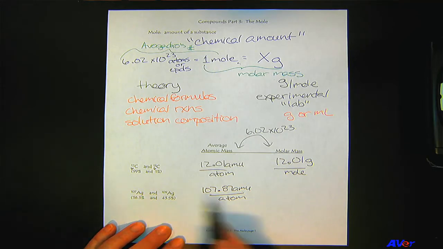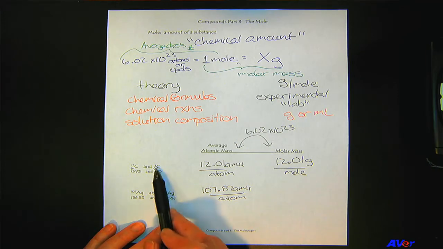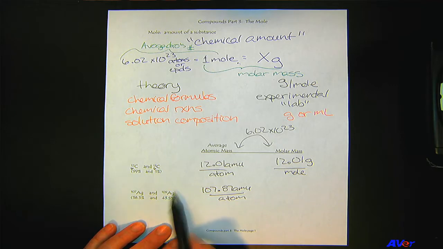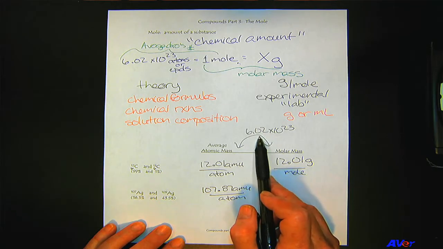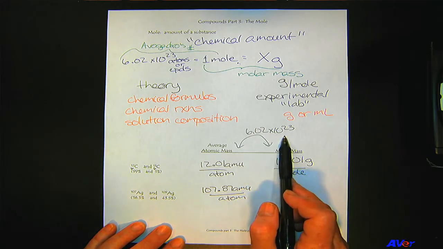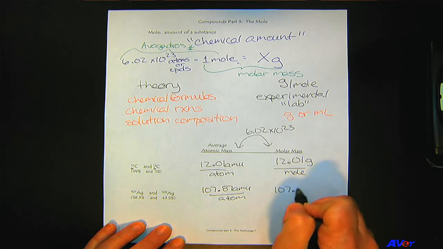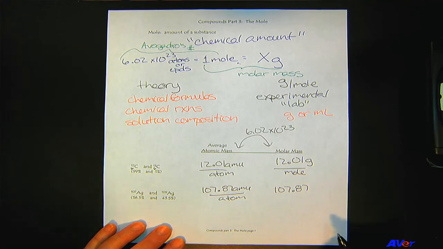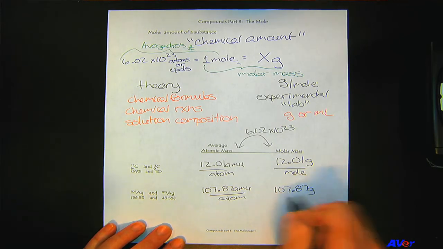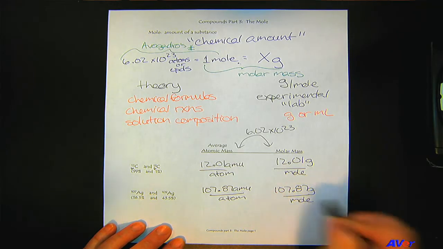So if we wanted to have the same number of silver atoms as carbon atoms, if we wanted to have 1 mole of silver atoms, if we wanted to have 6.02 times 10 to the 23rd silver atoms, we would need to weigh out 107.87 grams to have a mole.